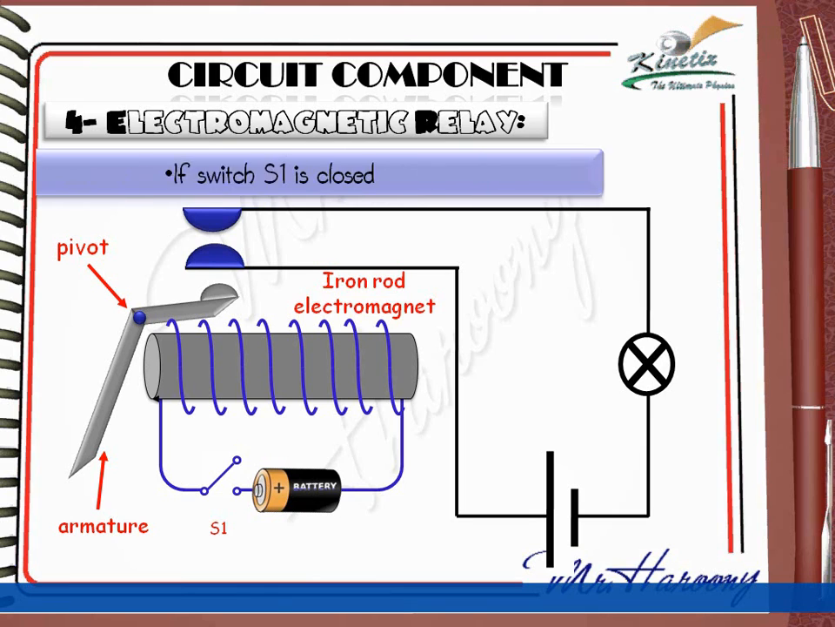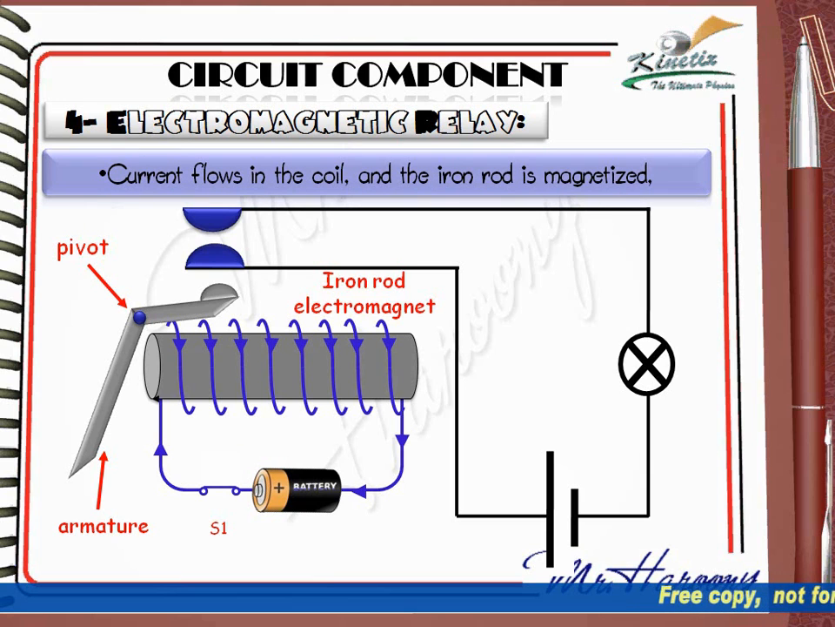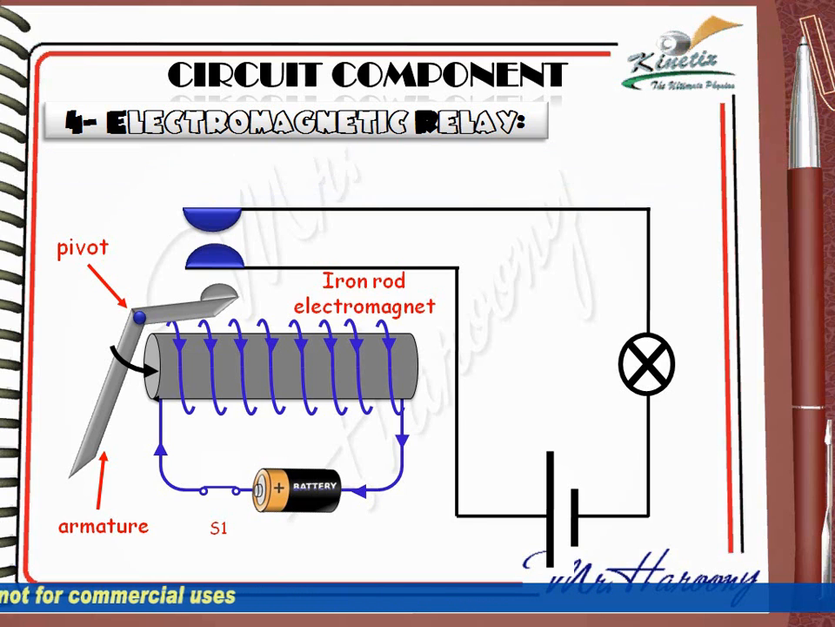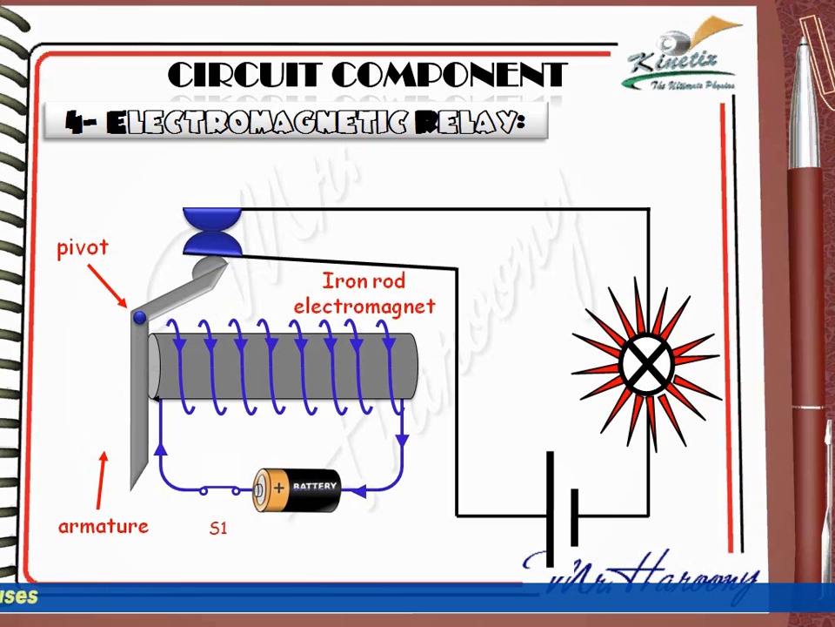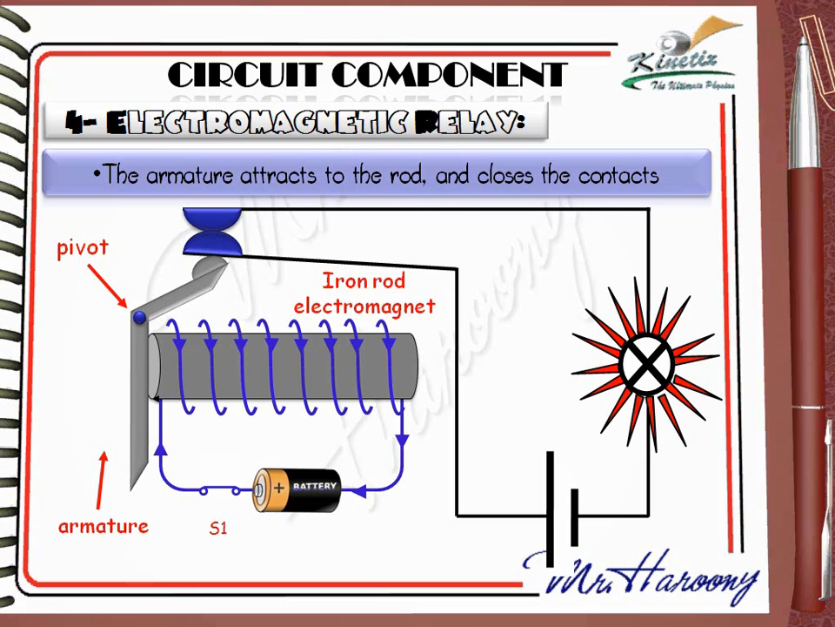If we close switch S1, current flows in the coil and the iron rod is magnetized. When the iron rod becomes magnetized, it becomes able to attract the armature in the direction shown by the black arrow. When the armature is attracted, it rotates about the pivot and closes the open contact of the bigger circuit. The armature attracts to the rod and closes the contacts. This was another idea to control a bigger circuit from a smaller one, which acts as a switch circuit. This was the electromagnetic relay.